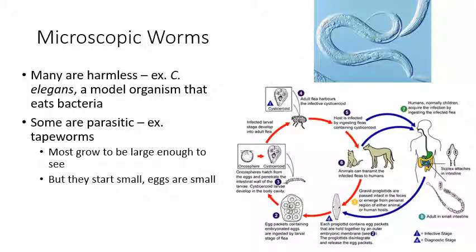And you also have some of these microscopic worms that are parasitic. So some of those will stay small their whole life. Some of them are going to start as microscopic eggs and then become something bigger like a tapeworm.